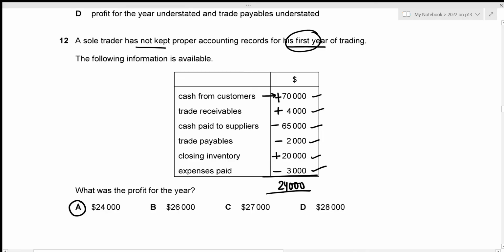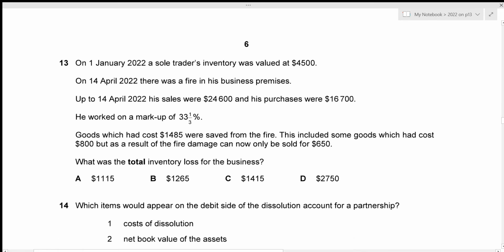We can now move towards question number 13. On 1st January 2022, a sole trader's inventory was valued at 4,500. On 14 April 2022, there was a fire in his business premises. Up to 14 April 2022, his sales were 24,600 and his purchases were 16,700. So here we're talking about two dates. The starting or the opening date is 1st January 2022 and the closing date is 14 April 2022. And in between these periods, the sales were of 24,600 and the purchases were of 16,700.